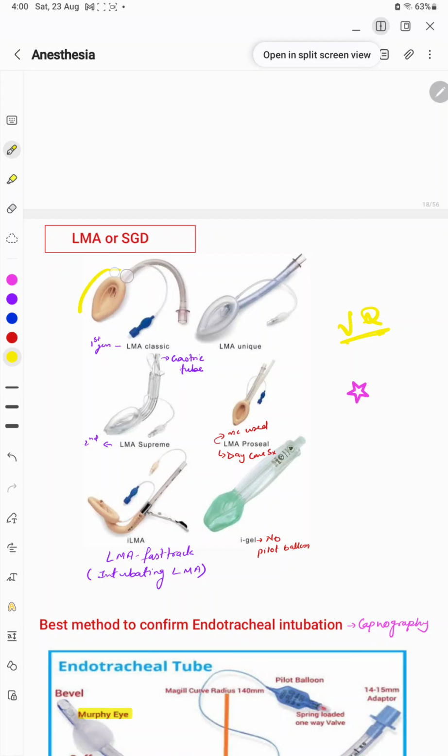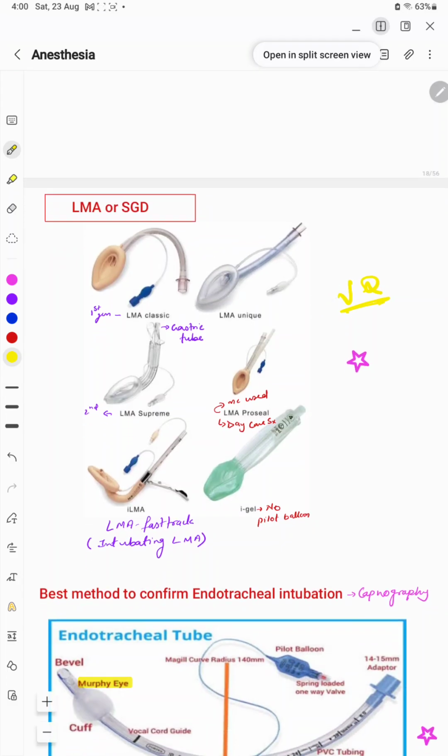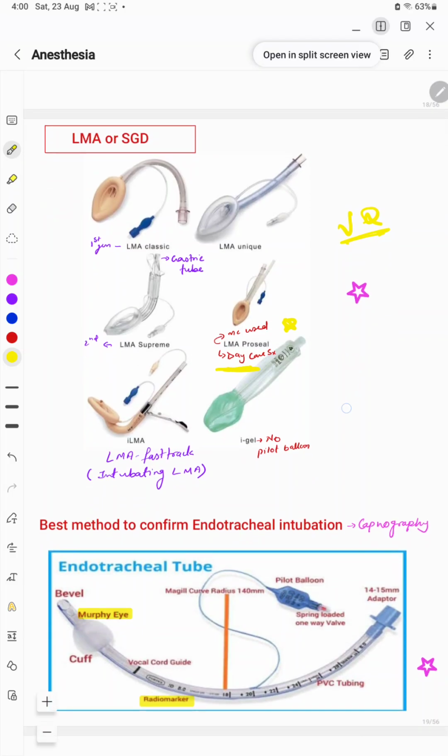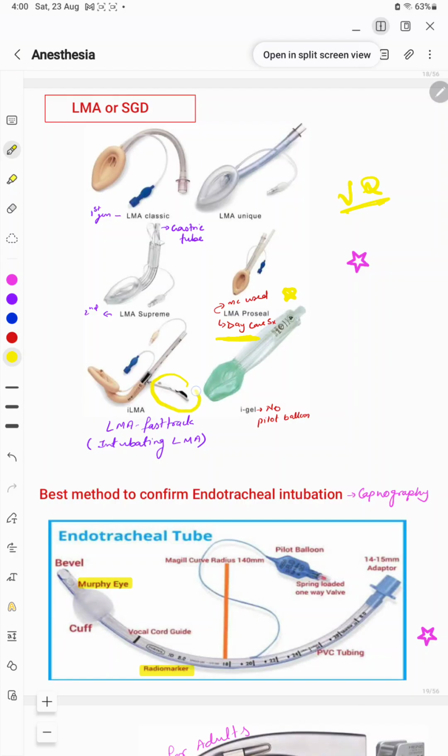This is made from silicone, and this unique one is made from plastic. Generally they ask most about the commonly used one. The LMA ProSeal is used in daycare surgery. You need to remember the picture. When you see a handle like this, it means this is the LMA Fast Track, used when you have an emergency and need to intubate.